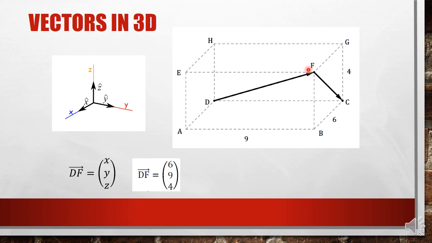Okay, for vector FC, we want to move from F to C. Again, first is the x direction. We move backward 6 units, so it's -6. In y direction, 0. And in z direction, we go down 4 units. So FC is (-6, 0, -4). Okay, this is how we write vectors in 3 dimensions.